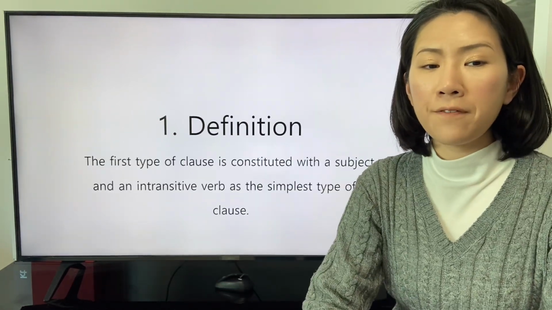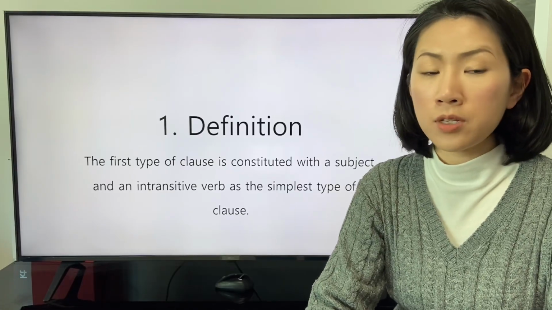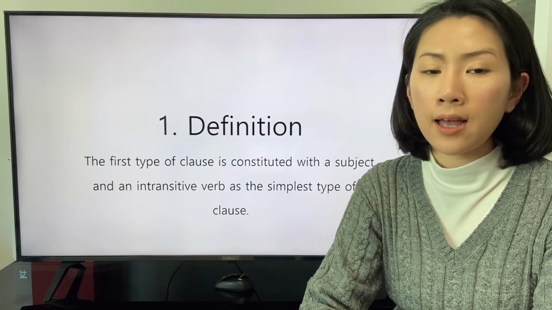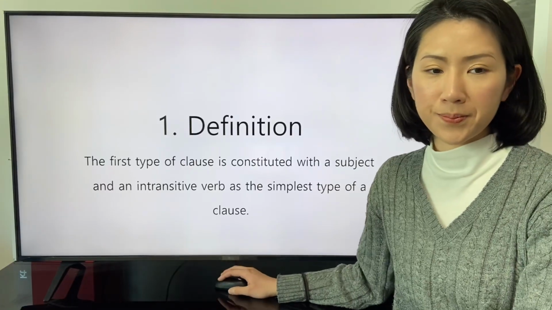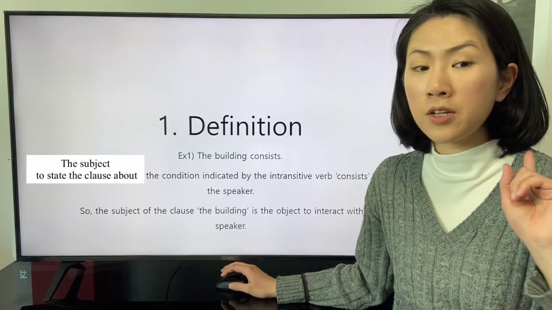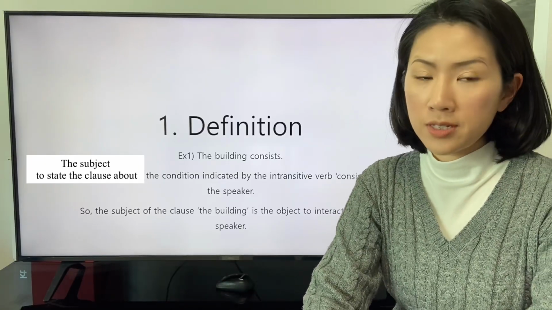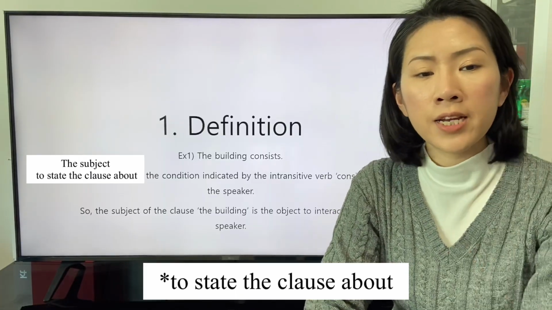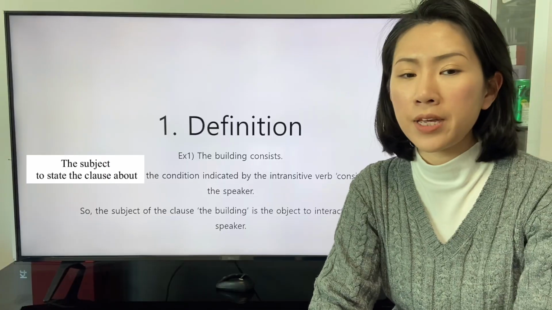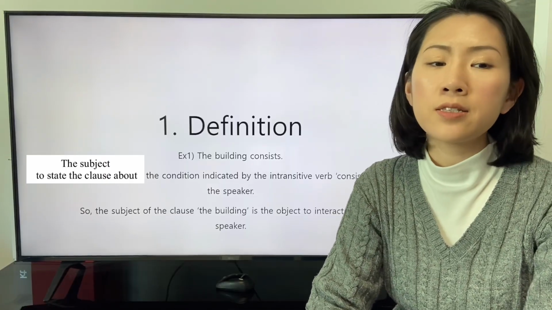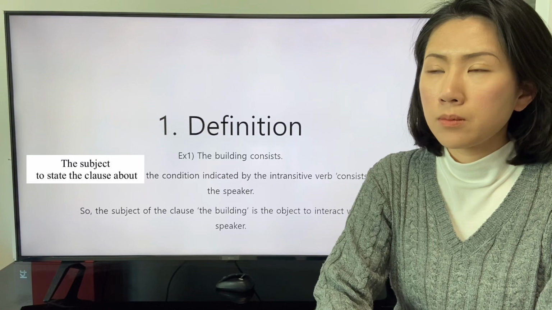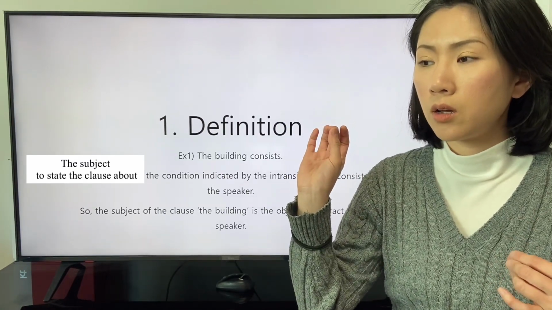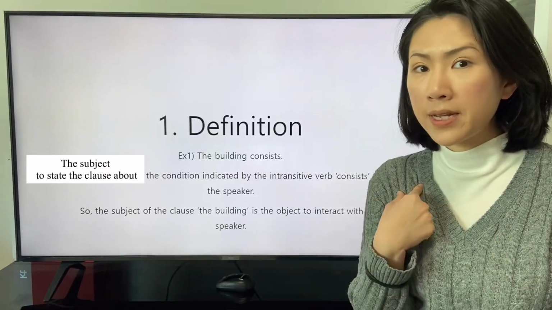The first type of clause is constituted with a subject and an intransitive verb as the simplest type of clause. The first clause is this: the building consists. The subject of the condition indicated by the intransitive verb consists is the speaker. The speaker states this clause in the perspective.